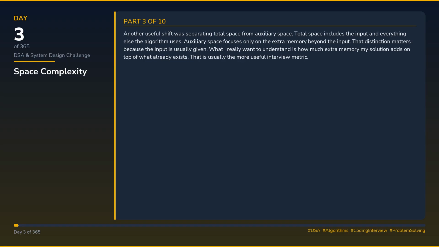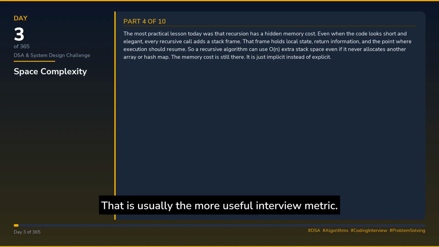Another useful shift was separating total space from auxiliary space. Total space includes the input and everything else the algorithm uses. Auxiliary space focuses only on the extra memory beyond the input. That distinction matters because the input is usually given. What I really want to understand is how much extra memory my solution adds on top of what already exists. That is usually the more useful interview metric.